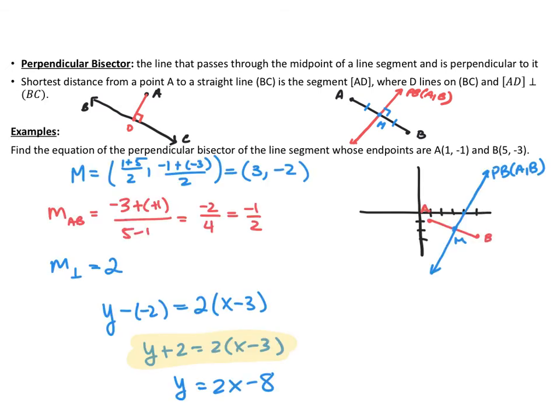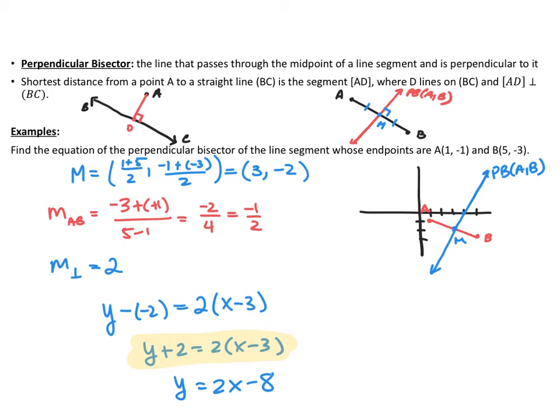So perpendicular bisectors go through the midpoint and are perpendicular. The first thing I did was find the midpoint of AB. For the midpoint, take the average of your x coordinates and the average of your y coordinates. Point M, our midpoint of AB, is at (3, -2). So I have my point now.